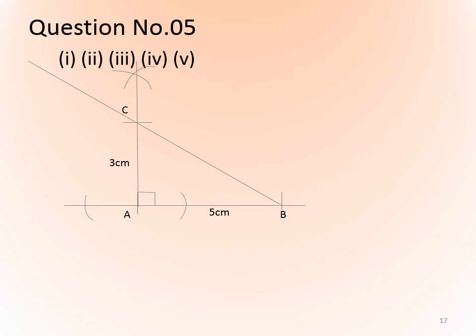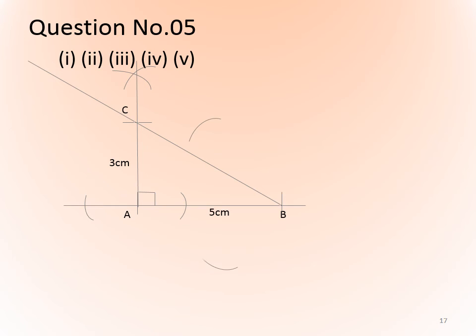Next one, construct the circumcircle of ABC. How will you draw the circumcircle of the triangle ABC? You can get that by constructing the perpendicular bisector, but this is a right angle triangle. So we can follow this method to construct the circumcircle of triangle ABC. This method is very easy.